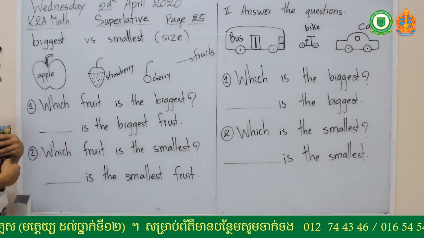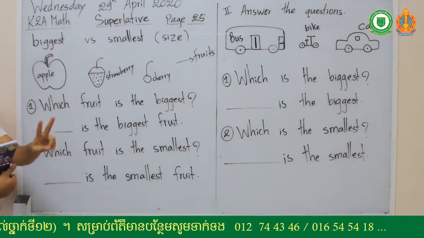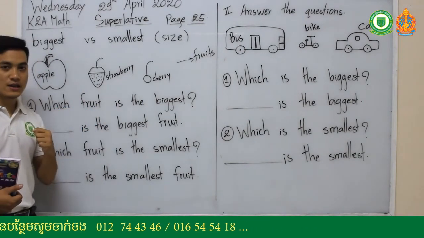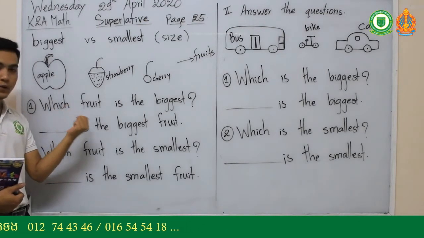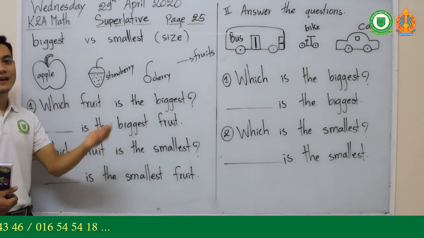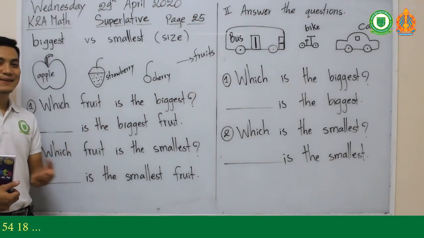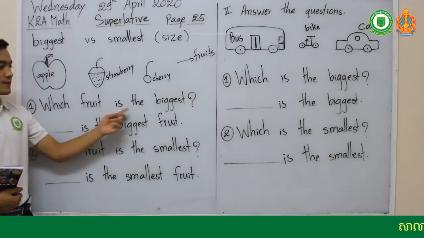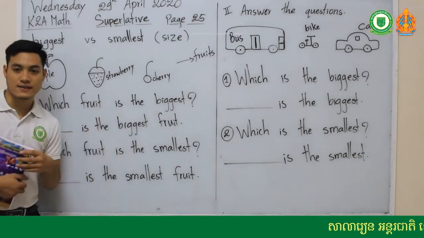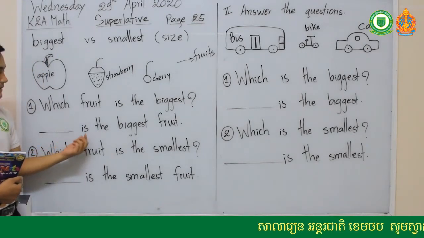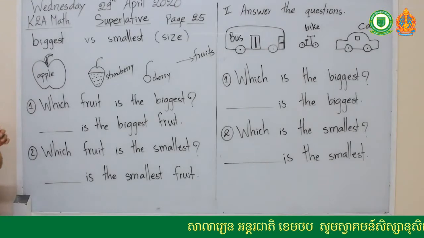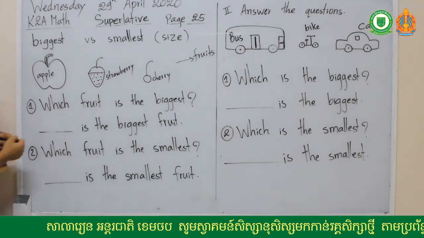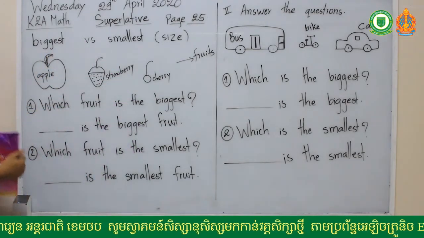Right here, there are two questions. The first one is, which fruit is the biggest? Please also note and try to read this and speak it at home too. You not only answer the questions but practice your speaking as well. Which fruit is the biggest? The answer is the biggest fruit. So look right here and right here. Which one is the biggest one? May you answer me please?